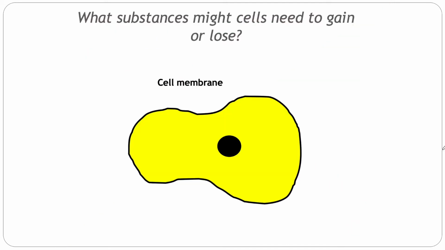Okay, so what substances might cells need to gain or lose? So I've already mentioned this. So you would have oxygen would diffuse into the cell where it's needed for respiration. Carbon dioxide would diffuse out of the cell as it is a waste gas.